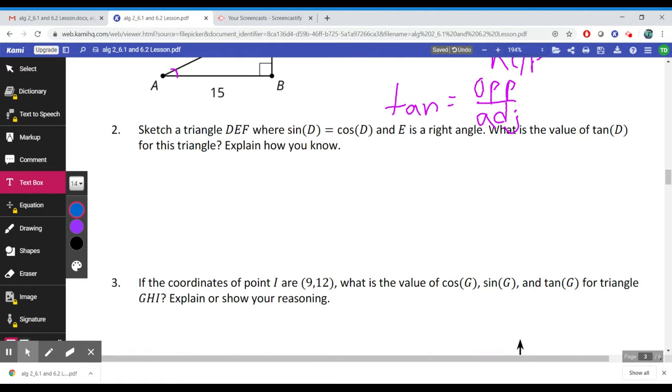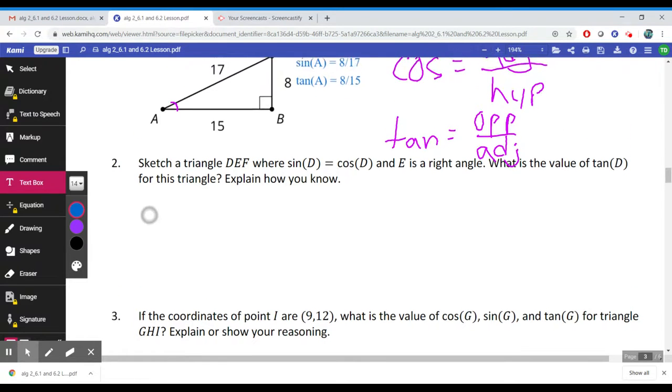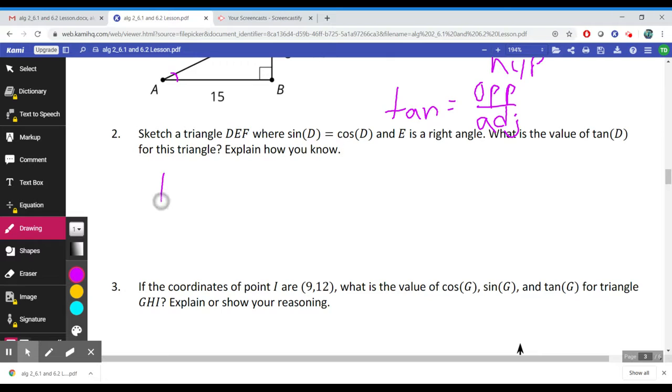Number 2, sketch a triangle DEF where sine D is equal to cosine D and E is a right angle. What is the value of tangent D for this triangle? Explain how you know. Okay, so I'm going to start by just drawing the triangle that it's asking us for. So it wants E to be a right angle. So we'll call this corner E, so that we can have a right angle there. So we'll call the far side D, and then our top side up here will be F.